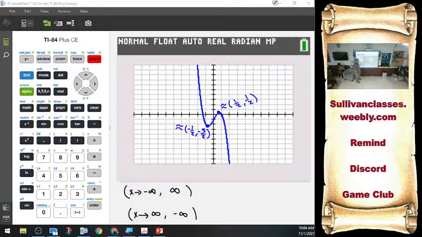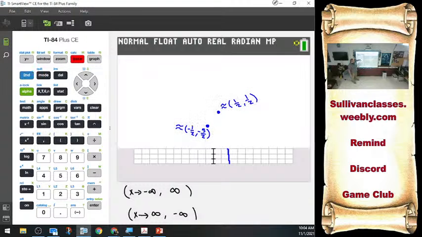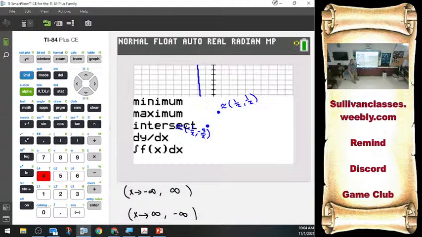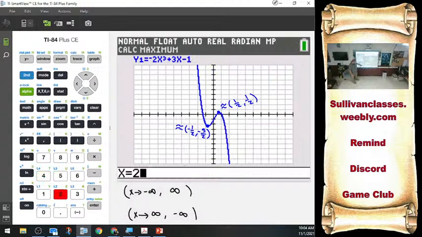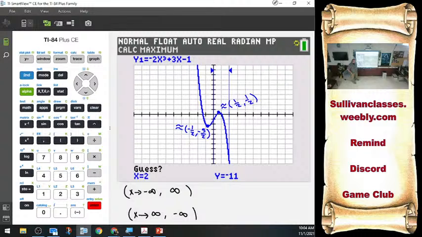Now that's if you're going to guesstimate. Remember, you can find these correctly. If you calculate a maximum somewhere between 0 and 2, it'll just straight up tell you what that point is. Okay, so if you use that instead, great. Good for you. I'm saying you didn't have to.